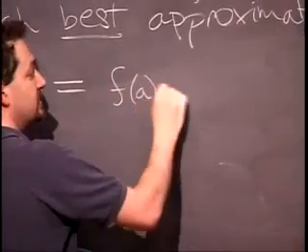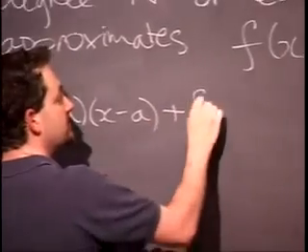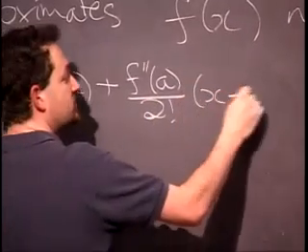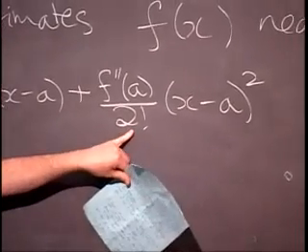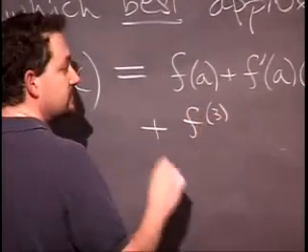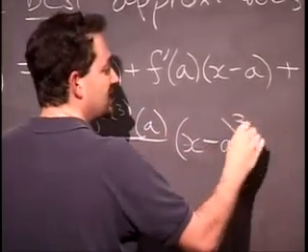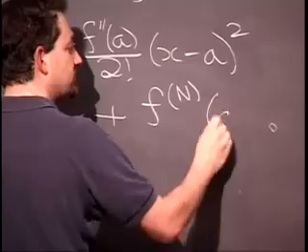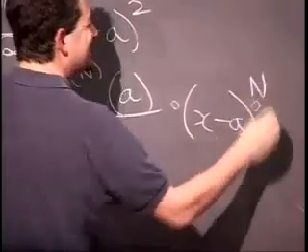F of A plus the derivative f prime of A times x minus A plus the second derivative at A over 2 factorial times x minus A all squared. That's what we've already written, but I had a half there instead of a 2 factorial. It's the same thing. Then we'll have the third derivative over 3 factorial times x minus A all cubed. And I keep going up until the capital Nth derivative at A over n factorial times x minus A to the n.